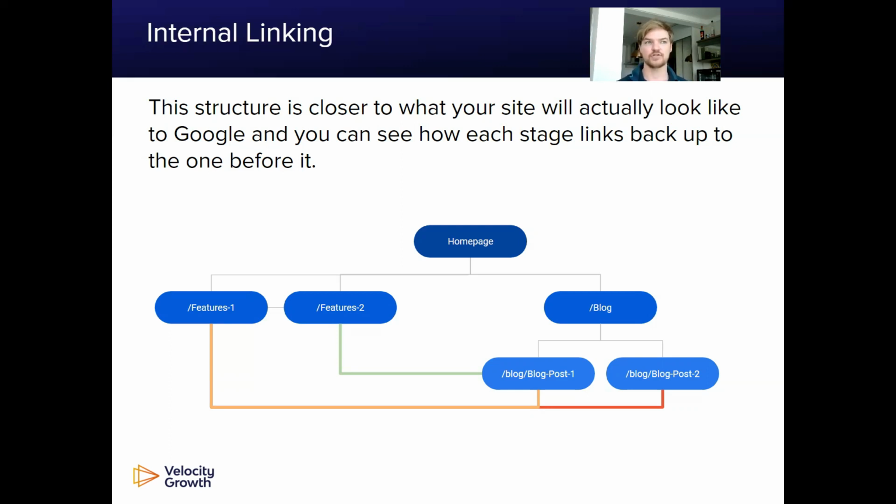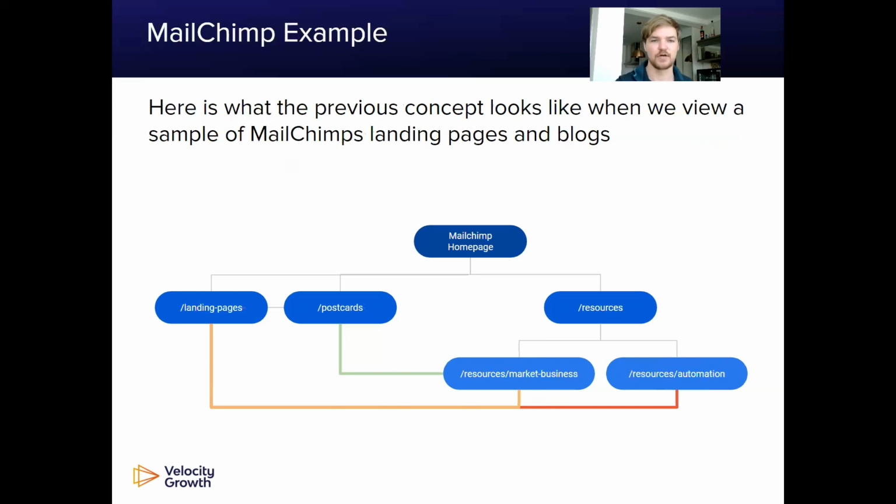And you're going to keep creating more content and linking that all together and creating this big thematic cluster that Google understands. And that's how it should work over time. So using MailChimp as an example, you can see here's what the previous concept looks like if we apply it to an actual website.